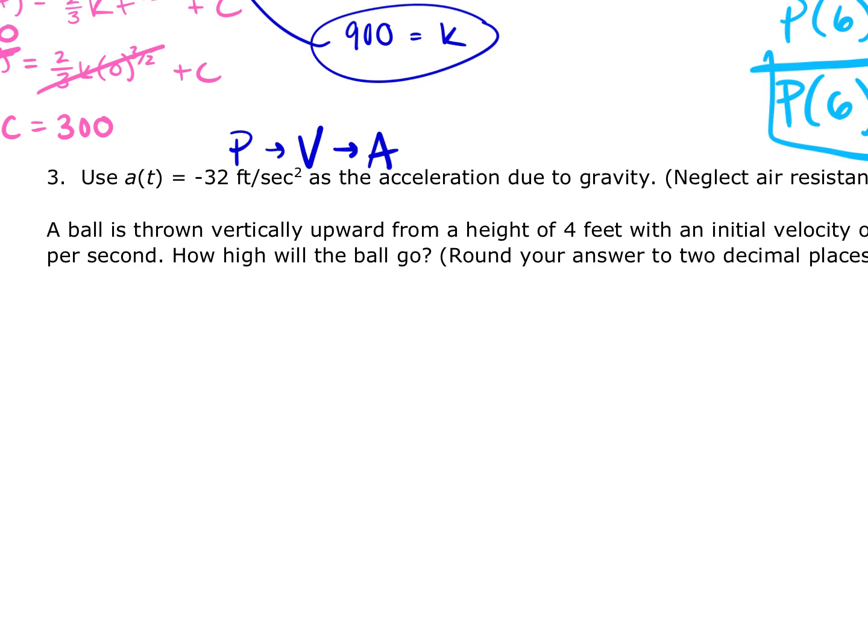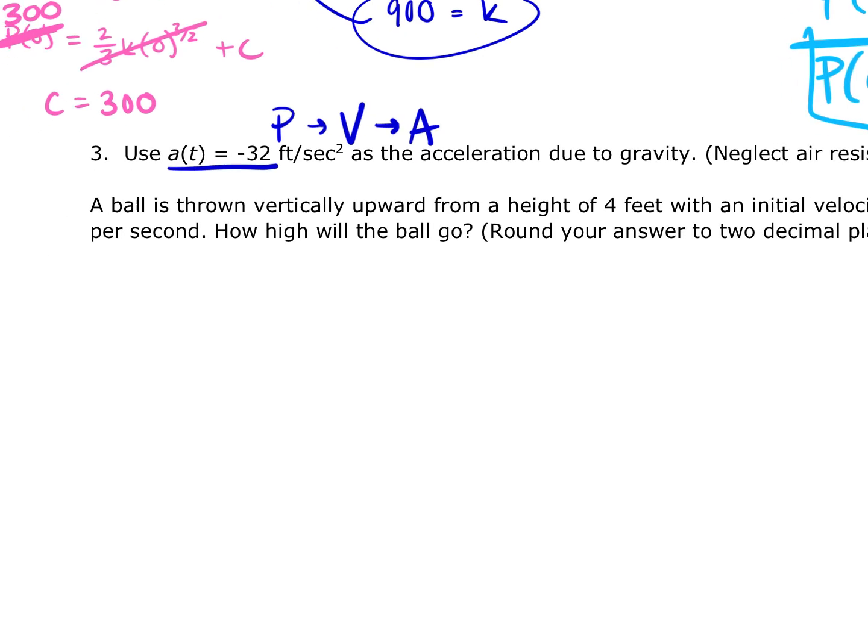So it's asking us about the height of a ball. So we need to find the second antiderivative since we're given the acceleration. So starting with our acceleration function, let's find our antiderivative of negative 32, and this is with respect to time, so dt. What's the antiderivative of negative 32?